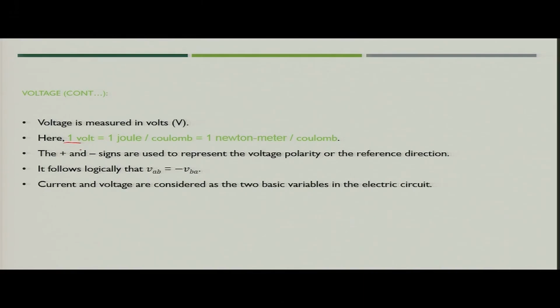Now, how will you measure 1 volt? 1 volt is nothing but 1 joule per coulomb, that is, 1 Newton meter per coulomb, because 1 joule is nothing but 1 Newton meter.